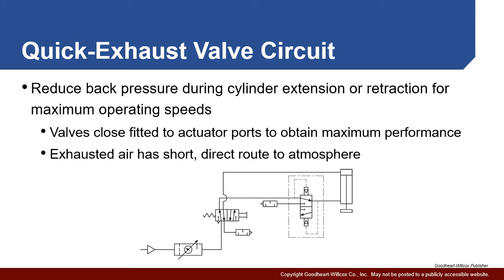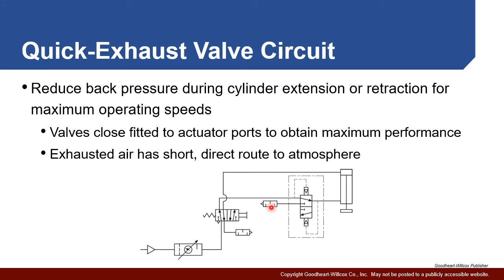Here's another example of a special function circuit. This is if we want very fast extension and retraction. So we want to minimize any delays and maximize the operating speed. And the way we do this is we actually move our valves very close to the cylinder. Right, so the venting itself, the exhaust is very close as well, and it goes directly out to it.